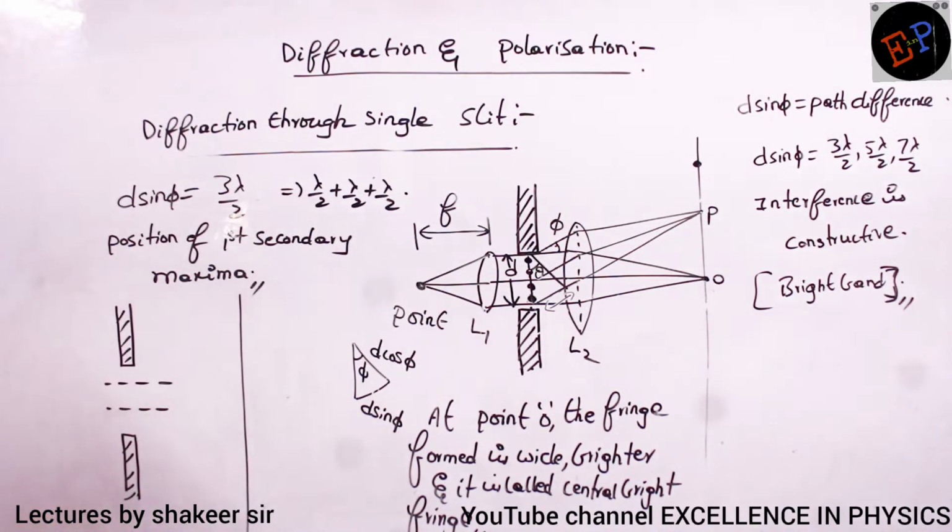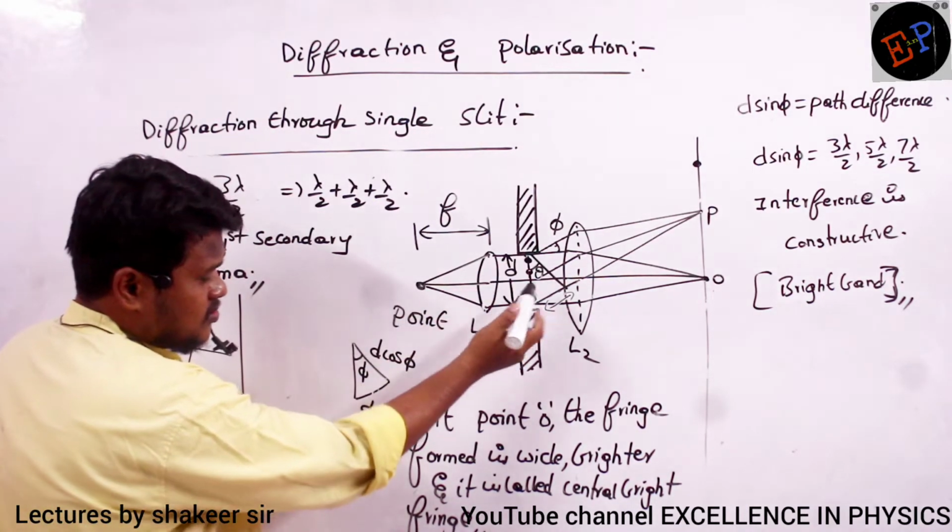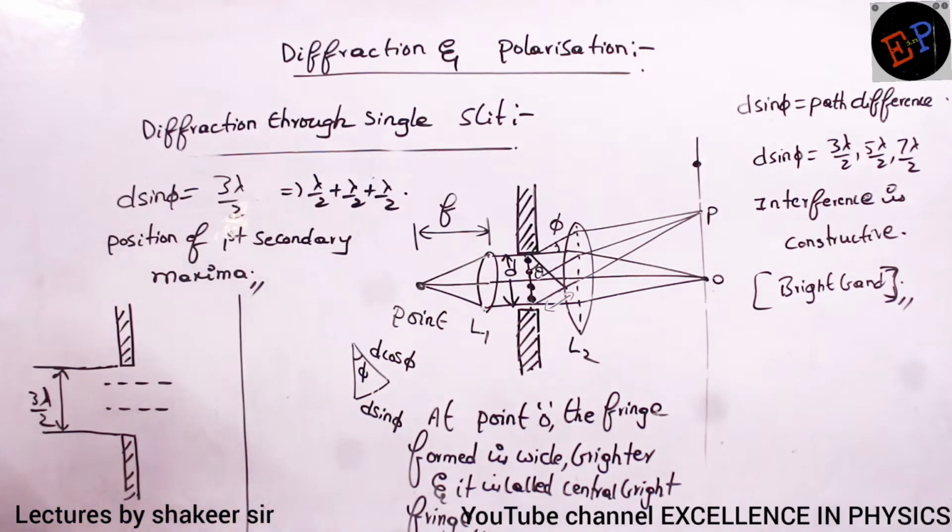Divide this figure into 3 parts. Now if you take the path difference between first source and last source, then how much is it? It is 3 lambda by 2, no? Are you able to understand? The path difference between first source and last source is 3 lambda by 2. So now I am dividing this gap into 3 regions.